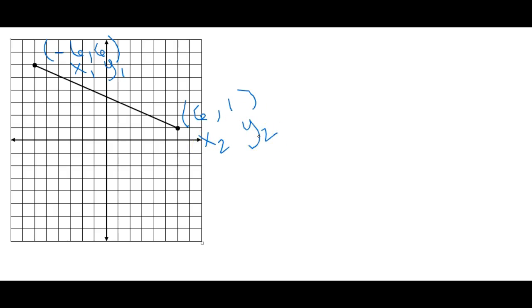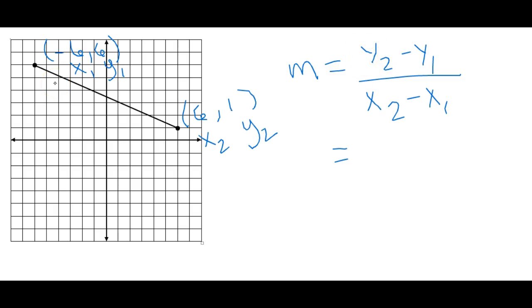The formula for slope, which is often represented with the letter m, is y2 minus y1 divided by x2 minus x1. So even though the formula is different, the concept is the same as midpoint. Everywhere we see a variable, we're going to replace it with the corresponding number. So y2 corresponds to 1. We'd say 1 minus y1, which is 6, over x2, which is 6, minus x1, which is negative 6.